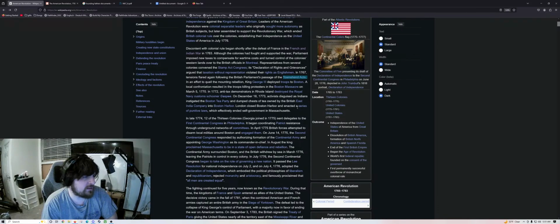On December 16th, 1773, activists disguised as Indians instigated the Boston Tea Party, dumping chests of tea owned by the British East India Company into Boston Harbor. London closed Boston Harbor and enacted a series of punitive laws which successfully ended self-government in Massachusetts. This was probably a big deal.